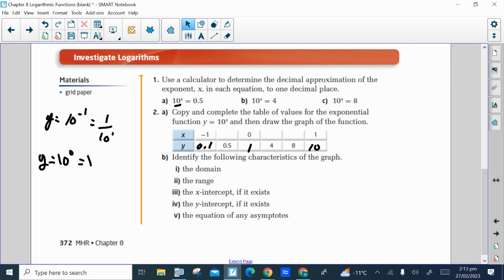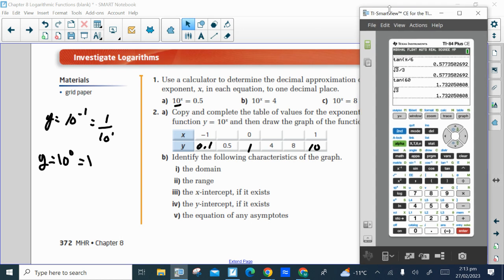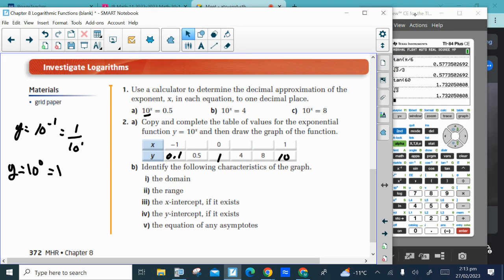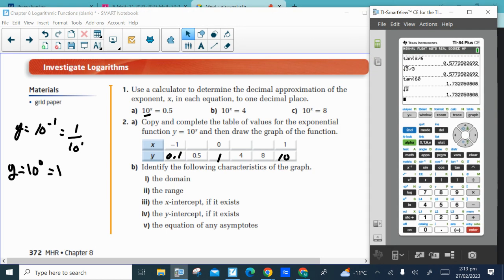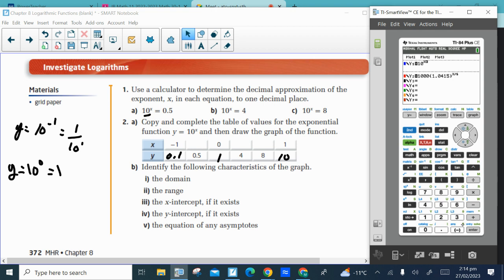Then, if you're given the y value and you want to know what the x value is, we're saying 10 to what power is 0.5. We can do that graphically. So we can go to our graphing calculator, and we can graph y equals 10 to the power x as y1, and y2 will be 0.5.